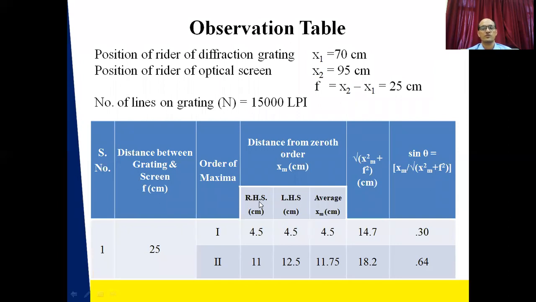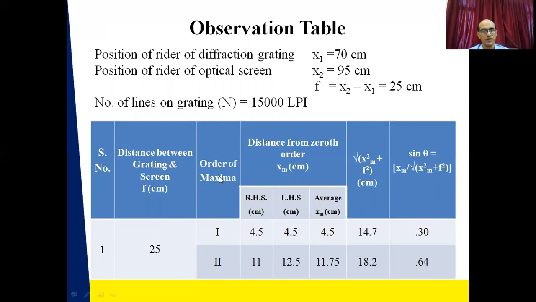This is the observation table. Position of rider of diffraction grating, we measure x1 equals 70 centimeter. Position of rider of the optical screen, x2 equals 95 centimeter. F equals x2 minus x1 equals 25 centimeter. Total number of lines on the grating which we have used is 15,000 lines per inch. Now this is the observation table: serial number, distance between the grating and the screen, which we have measured as 25 centimeter.